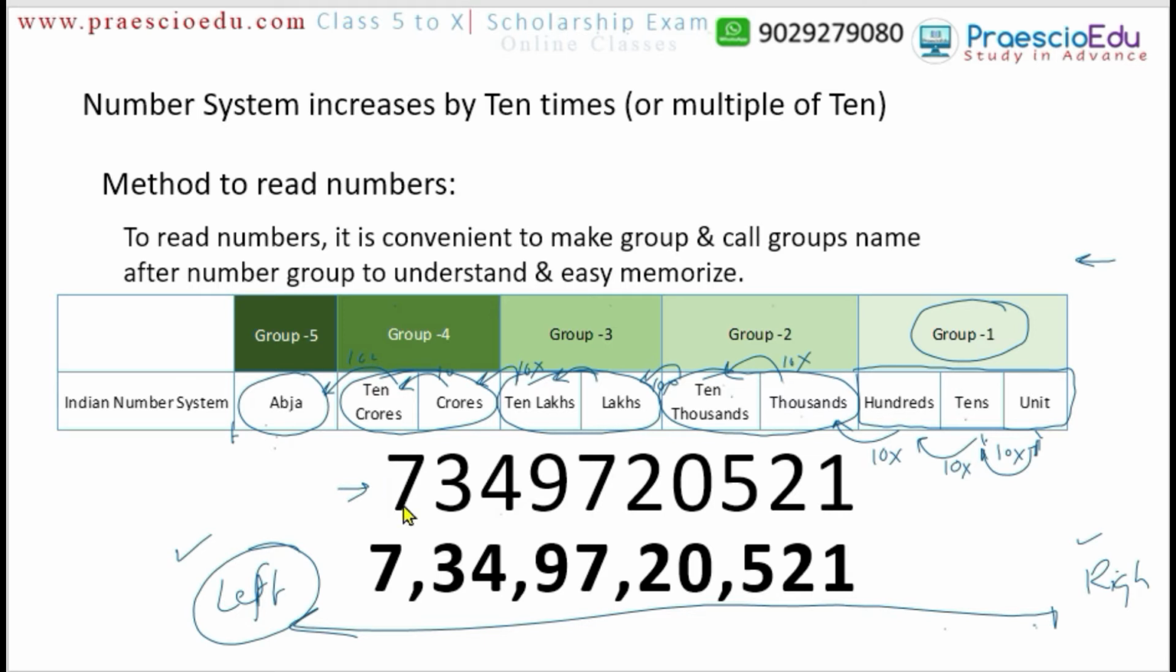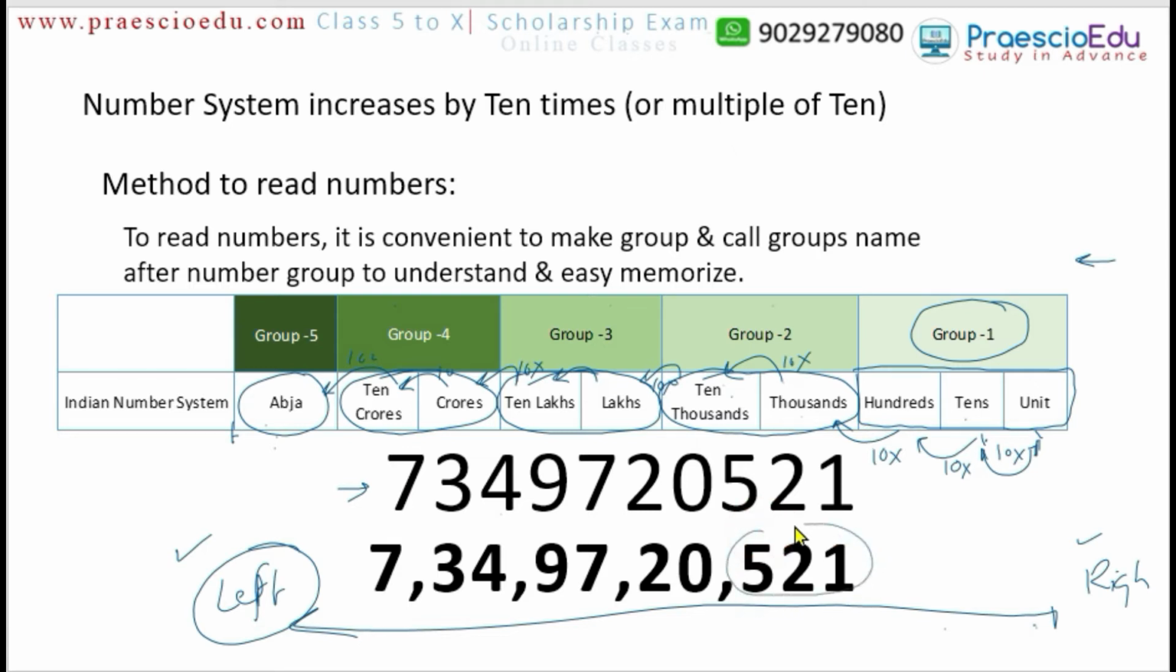If I repeat it again, 7349720521, what is the value of this? You would have to write it down and then count the place values. So it is totally an incorrect way to read numbers. To easily understand and identify the value of a particular number, we have to read in groupings. We call the groups by names. So we will make all the groups.